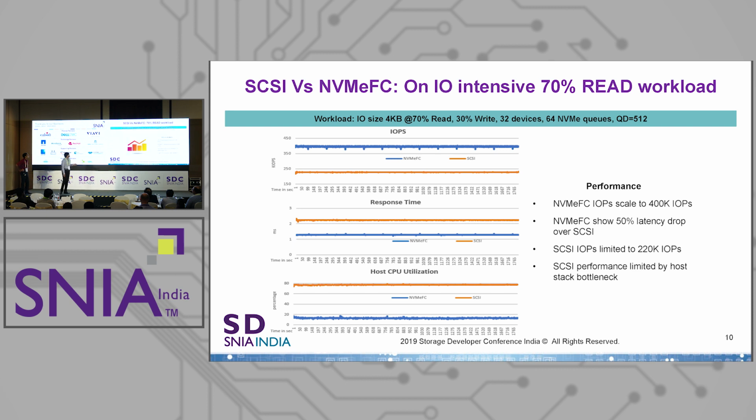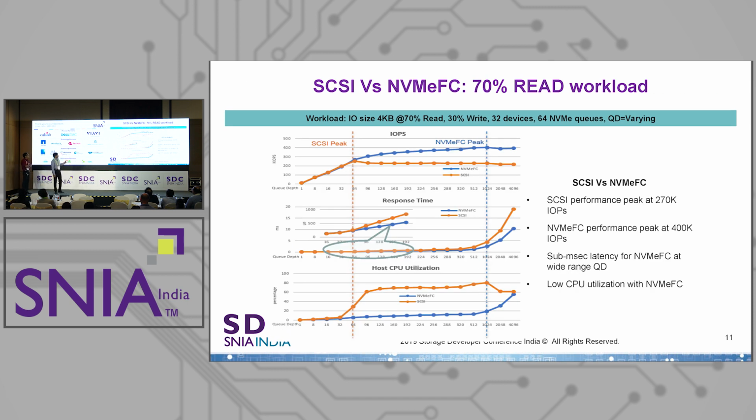In this slide, I will be talking about varying queue depth. We have taken results from queue depth 1 to queue depth 4096 and how the performance changes. Till 32 or 64, both SCSI and NVMe will give you similar IOPS and response time, but CPU utilization changes. After 64, the CPU utilization and the performance for NVMe change a lot. SCSI peaks out at around 220K IOPS at queue depth 64, and NVMe continues till 400K IOPS.